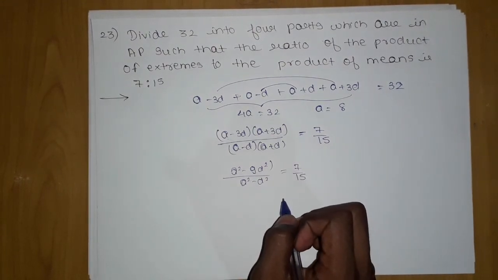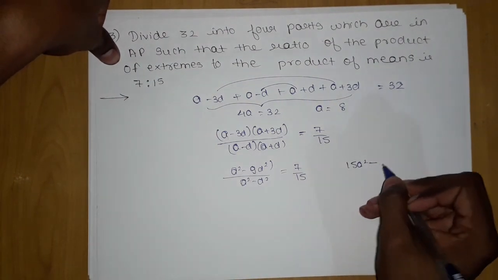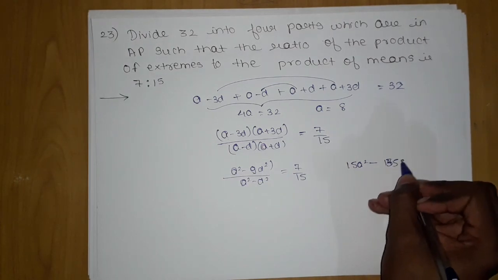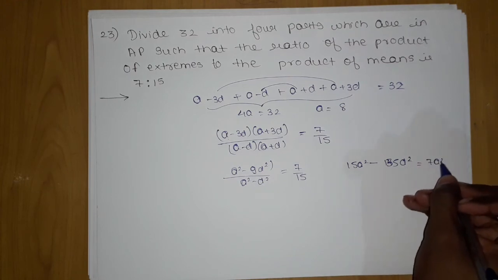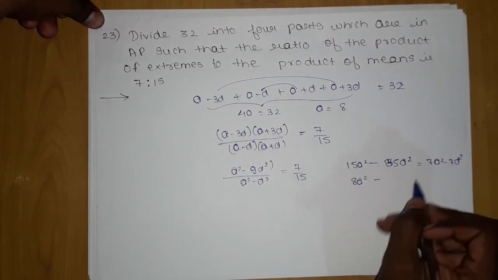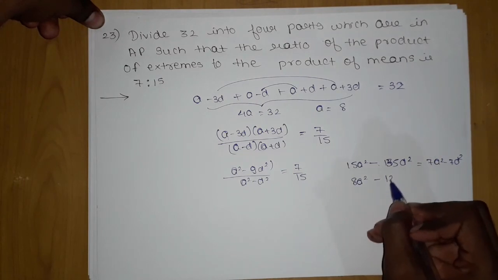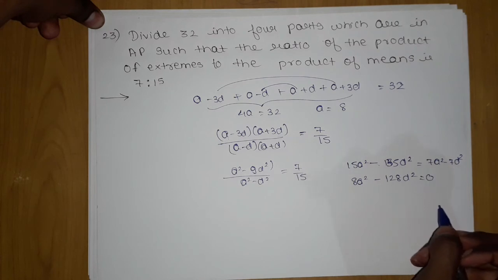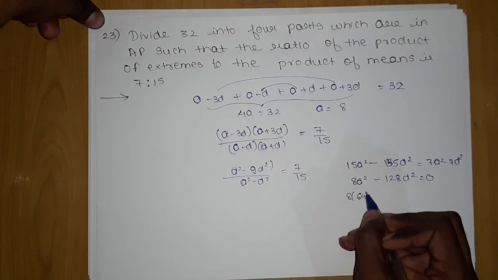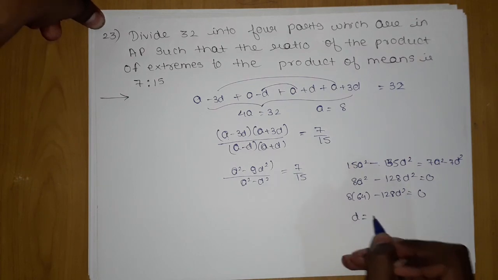Now what we can do, just multiply this: 15a square minus 135 d square is equal to 7a square minus 7d square. If I cancel this out, here I get 8a square, and 7d square will come here, which will give me 128d square should be equal to 0. a is 8 into 8, 64, minus 128 into d square. So we are getting d is equal to plus minus 2.